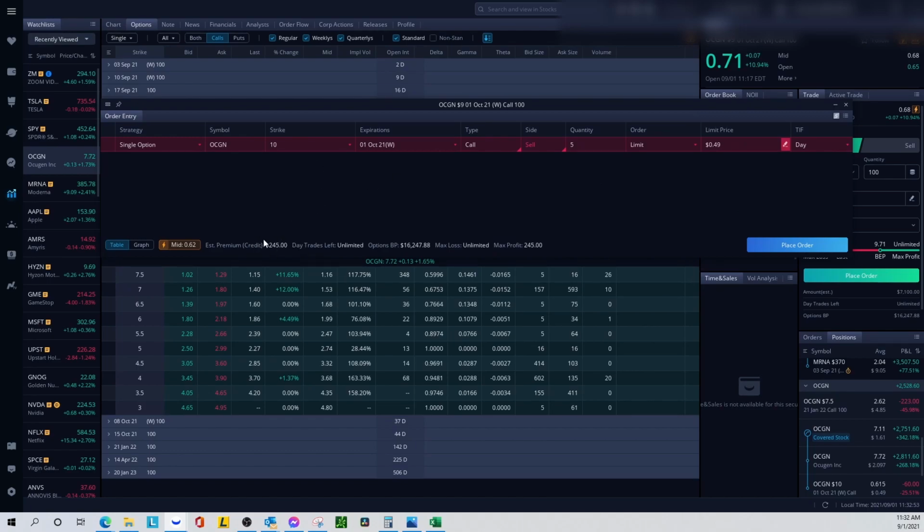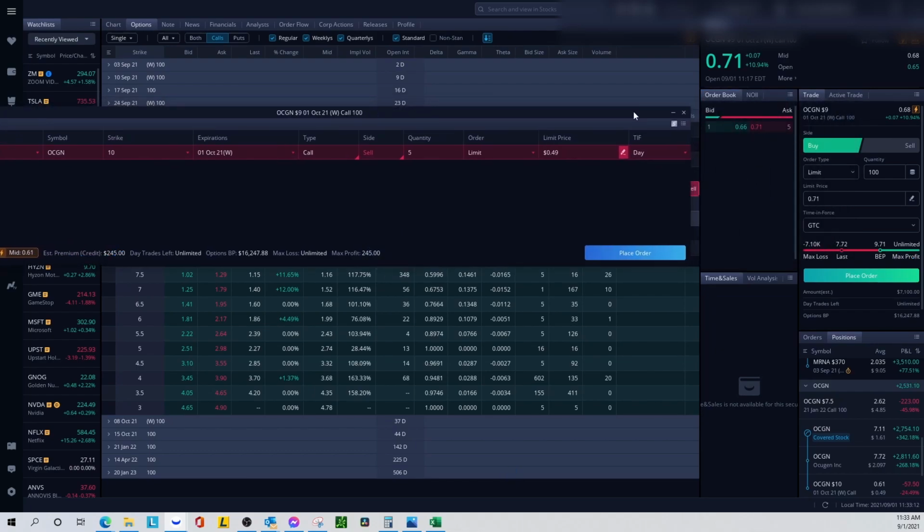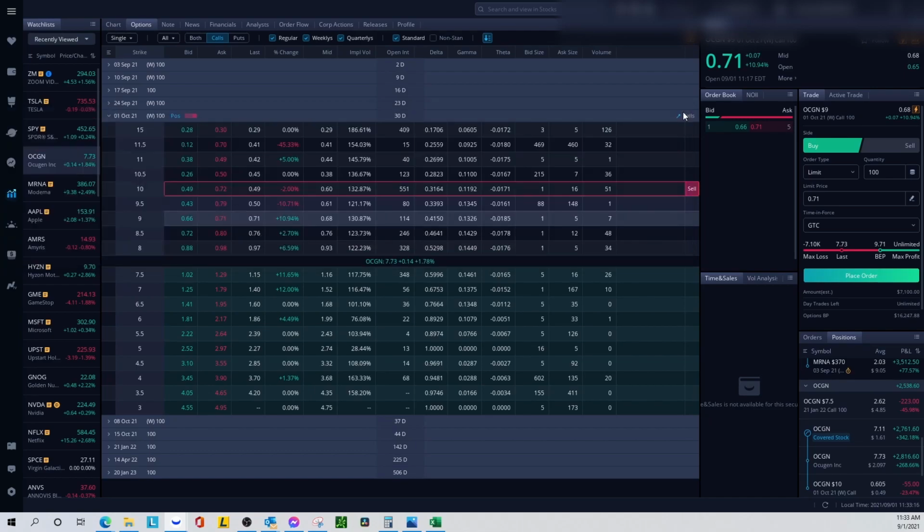The premium you collect is also the max profit. So when you're selling options, the premium you collect is the max profit you can receive on the trade. Okay? So we collected $245. I'm not going to execute it since I'm already in the position. I just wanted to show you on Webull how you actually sell the call on the desktop app. It's pretty similar on the phone app, but I hardly ever use the phone app when I'm trading.